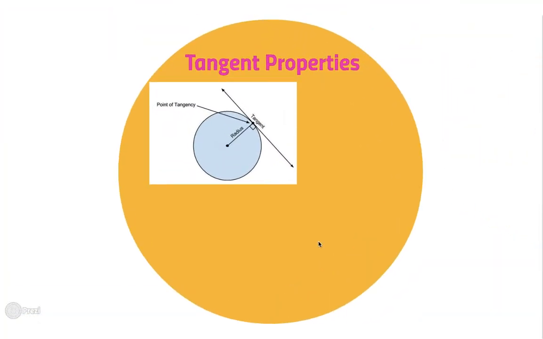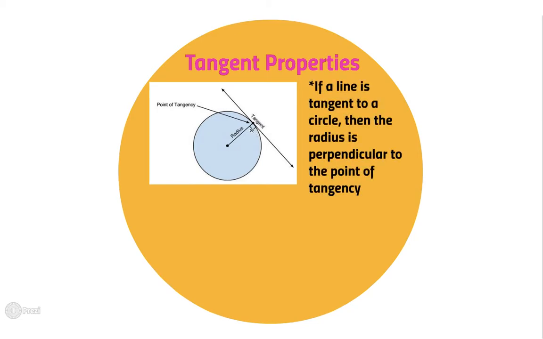Alright, so guess what? We have even more properties to discuss. Guys, so if a radius intersects with a tangent line, okay, the point of tangency is right here. So if a radius and tangent line intersect at the point of tangency, that means the radius and the tangent line are perpendicular, which means they form a right angle. So if a line is tangent to a circle, then the radius is perpendicular at the point of tangency. So if you draw a radius to the point of tangency, bam, it's perpendicular, which means a right angle forms.